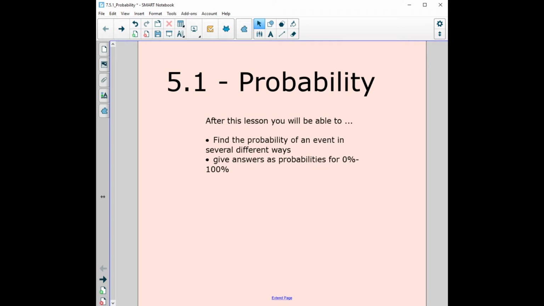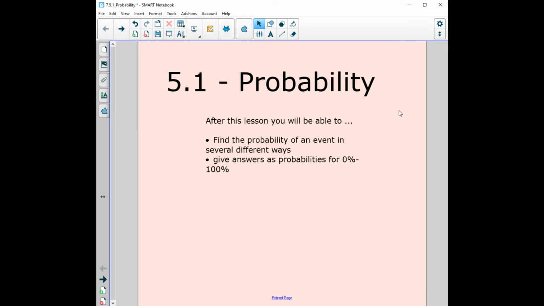Good morning, grade 7s. We are starting our final unit of the school year, and that is probability. We have 5 sections to go through, and that'll be it. We are going to do 2 this week, starting with 5.1.